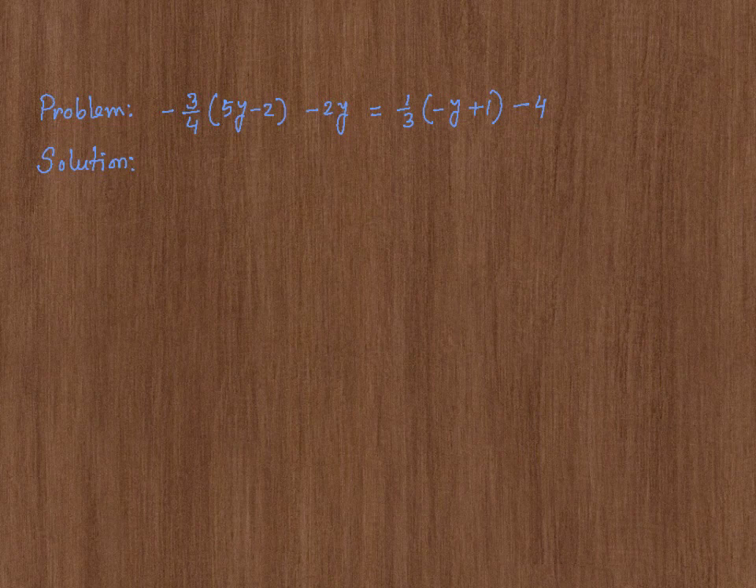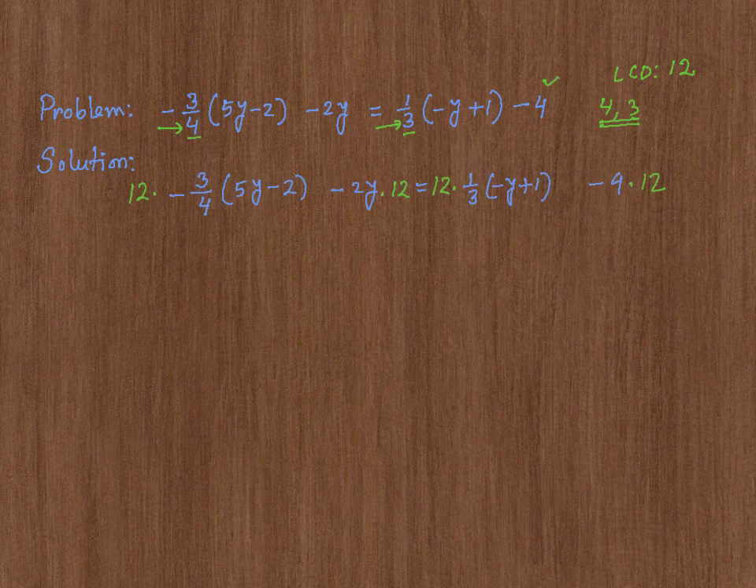Now, the best way to solve this problem is to get rid of the denominators. Please note that we have a 4 in the denominator here and a 3 in the denominator here. Our objective is to get rid of them. The way we do so is we find the LCD of 4 and 3, which is obviously 12. So we are going to multiply both sides of this equation by 12 to get rid of the denominators 4 and 3. If we do so, we get the following.